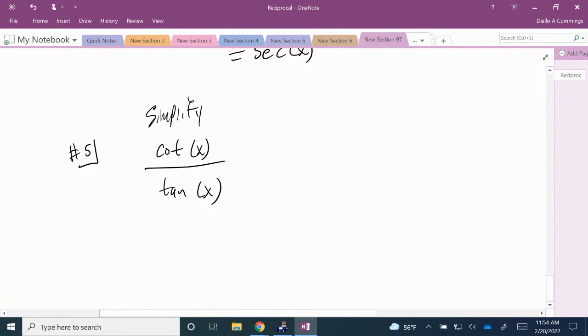Okay, so we're going to rewrite everything in terms of sine and cosine. So I have a main fractional bar. And in the top, I'm going to rewrite cotangent x as cosine x over sine x. In the denominator, I'm going to write tangent x as sine x over cosine x.